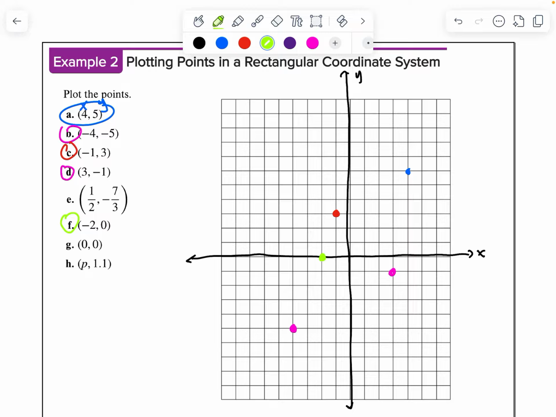And I said one more, but let's do one more. The point 0, 0 means left or right 0, up or down 0. So that is the origin. The origin is the point 0, 0.